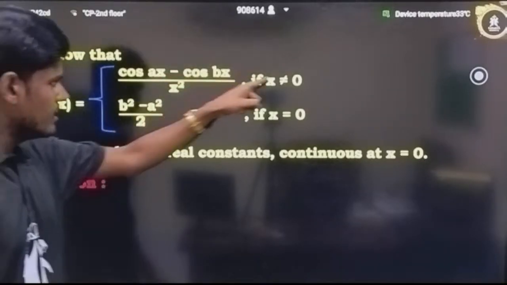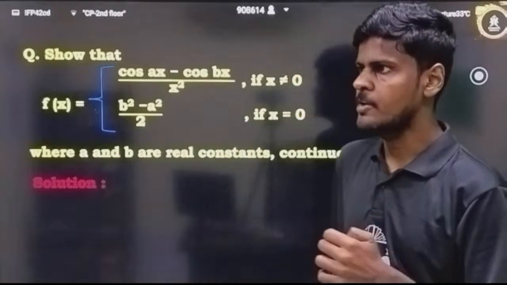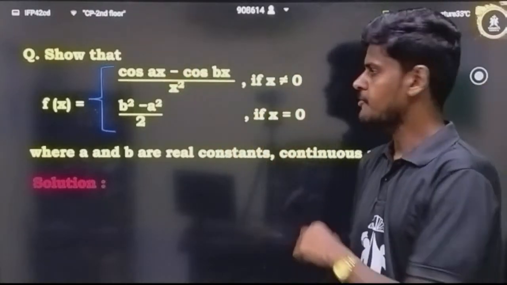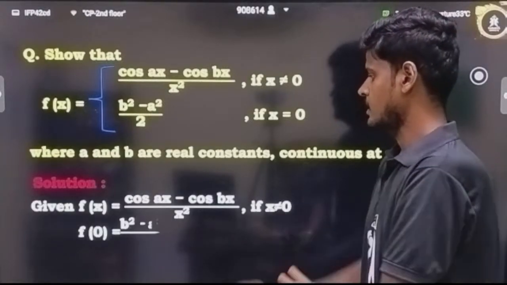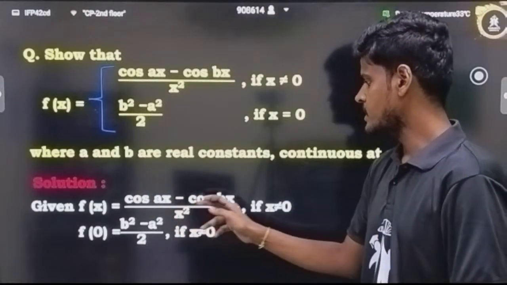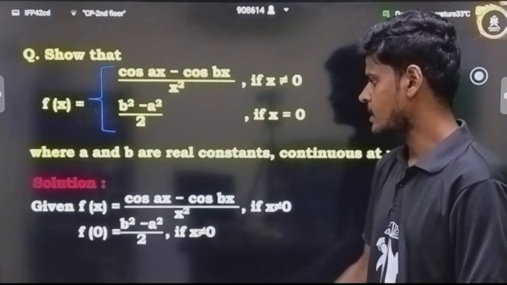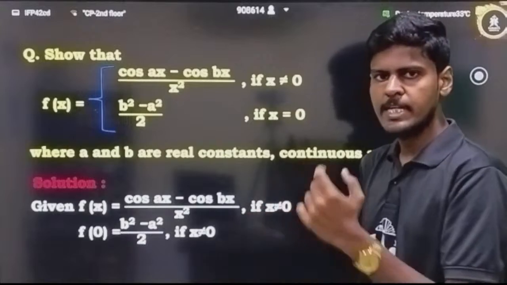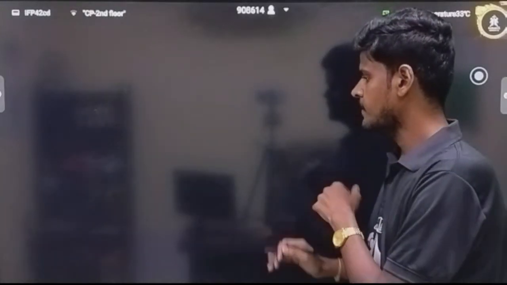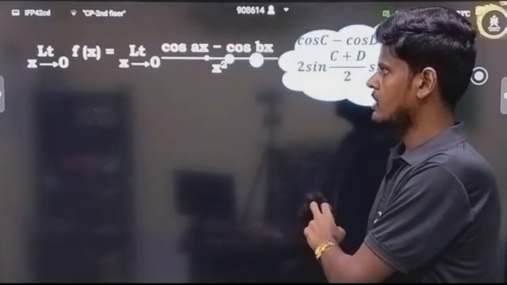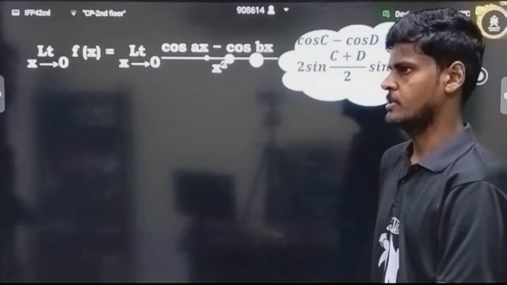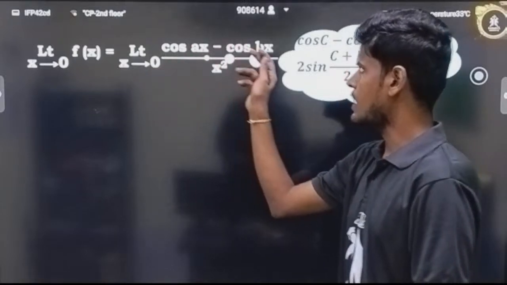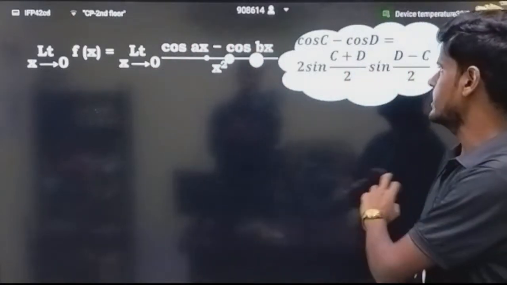And what about when x is not equal to 0? That means the limiting value of the function should be equal. So substitute and find the limit of cos ax minus cos bx divided by x square. Let f of x equal this value for x not equal to 0. We will find the limiting value of this: limit x tends to 0 of f of x, that is limit x tends to 0 of cos ax minus cos bx by x square.